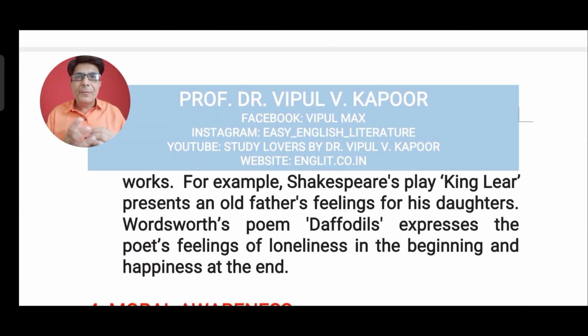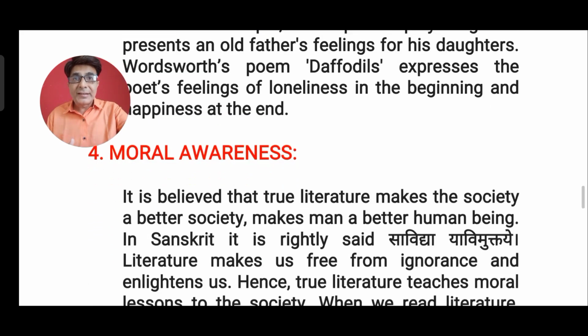Okay, you take any work of art from literature. For example, Shakespeare has written the tragedy King Lear. Here he has presented a father's feeling for his daughters. Daffodils is such a popular poem written by William Wordsworth. In that poem also the poet presents his emotion of loneliness in the beginning of the poem, and at the end he presents the feeling of happiness. So feeling or emotions, they are the fundamental things in literature.